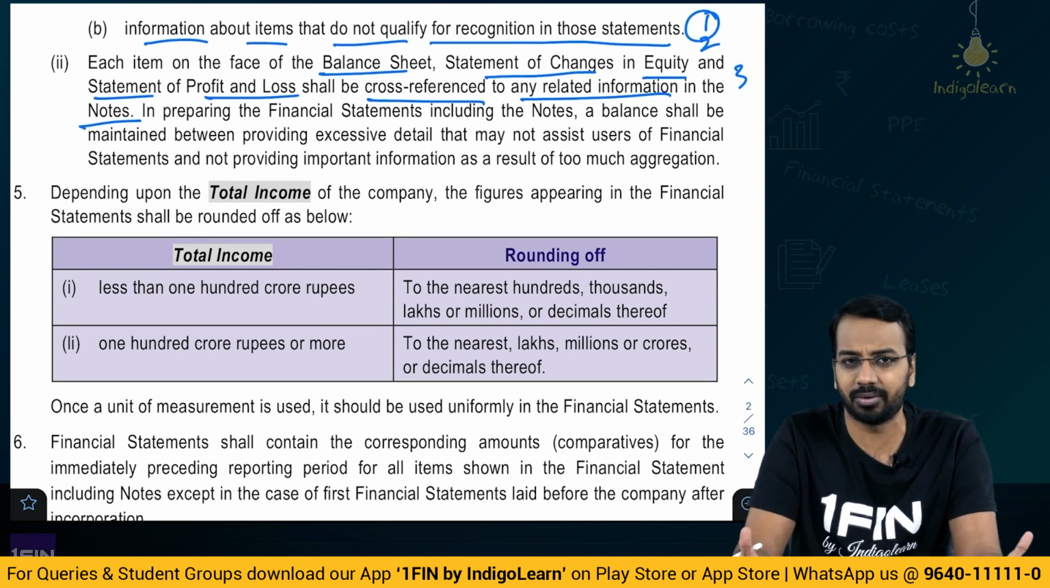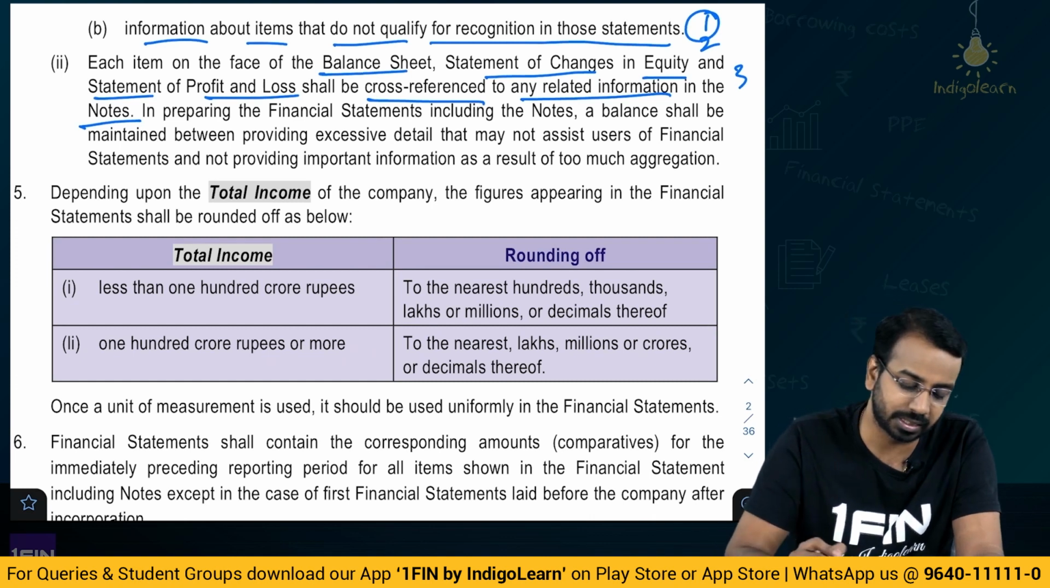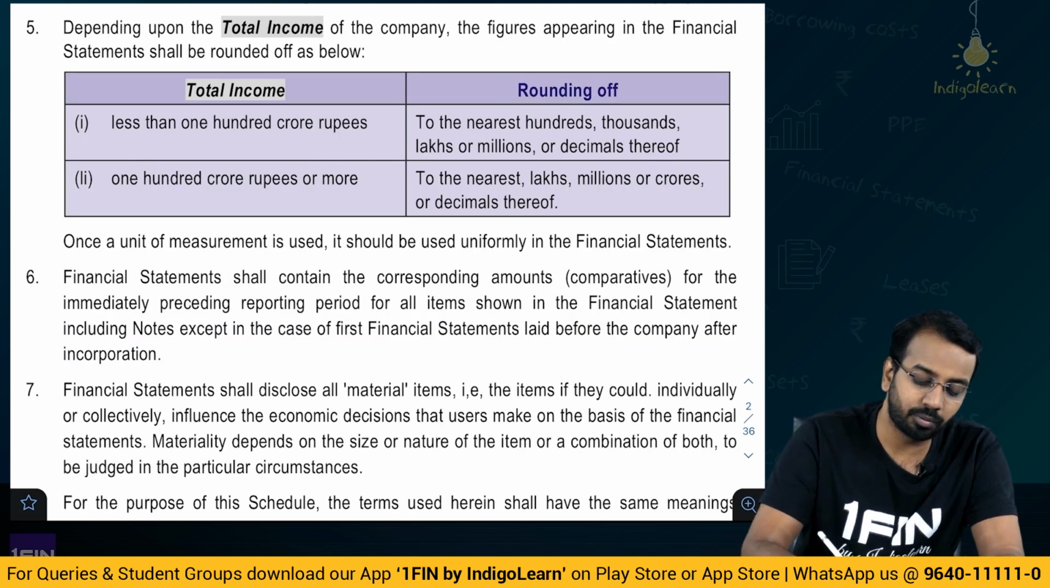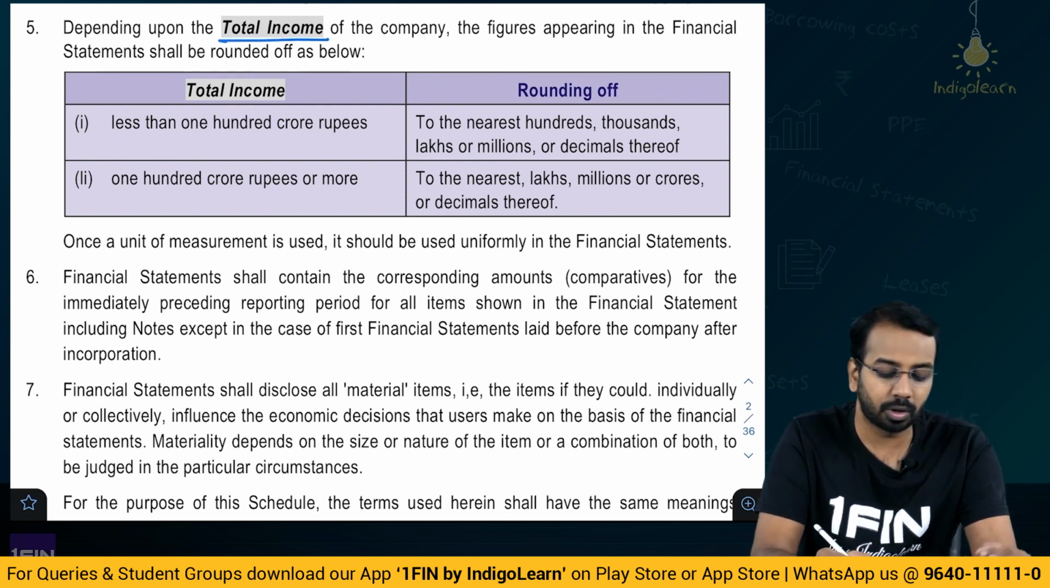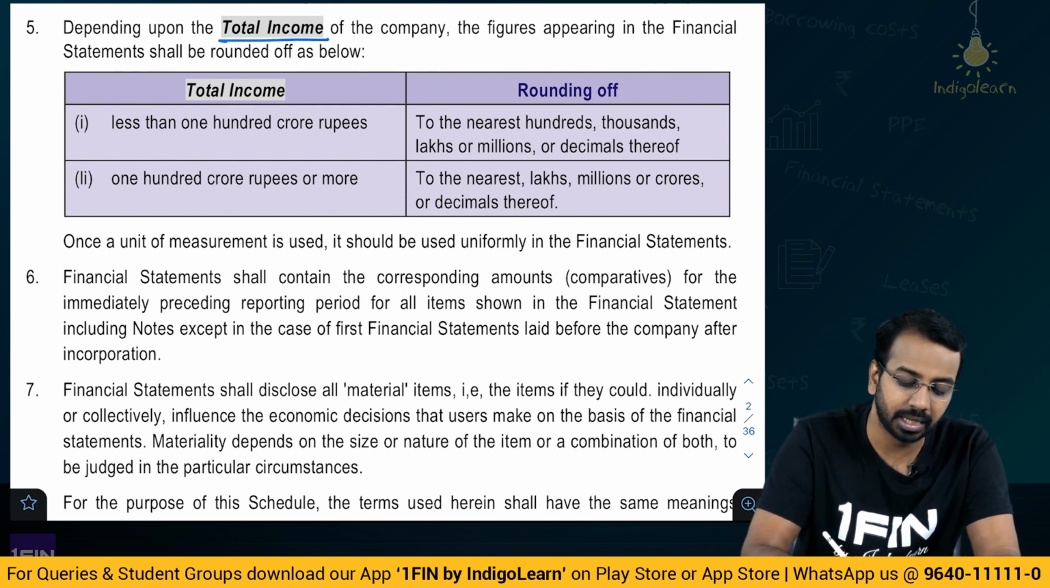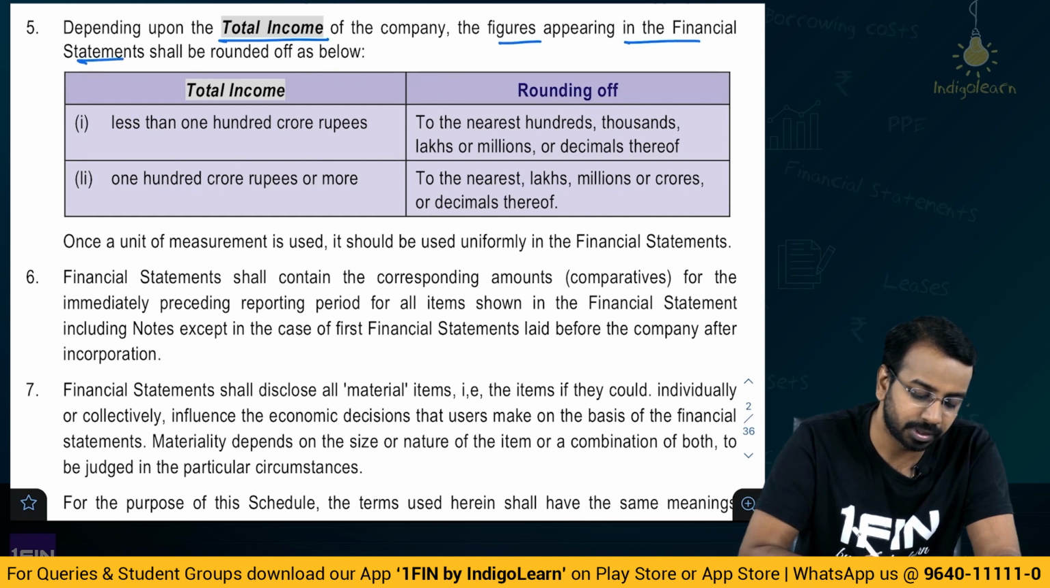This we have already seen in the annual report, what we have referred to in the classes. Then there is a requirement for rounding off. So depending on the total income, what is the total income of the company? Based on that, the figures appearing in the financial statement shall be rounded off.